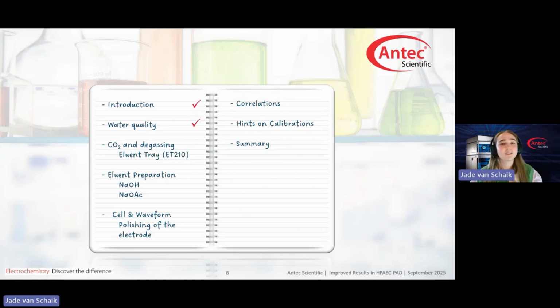So now that we've laid the foundation for a good eluent, let's talk about how to deal with enemy number one of a good eluent. What is enemy number one? Carbon dioxide.